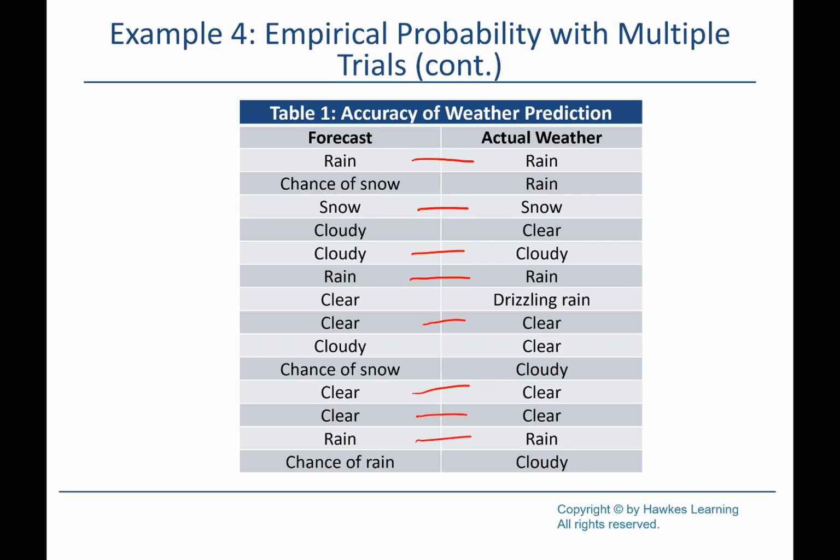So how many do we have that match? We had 1, 2, 3, 4, 5, 6, 7, 8 that were spot on. So we had 8 that match out of 14, yeah, 2 weeks, so that helps, right? So 14 total.